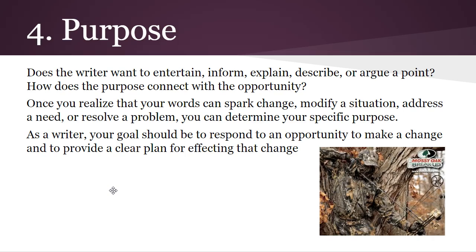And the great thing about entering rhetorical situations is that once you realize that your words can spark change, modify a situation, address a need, or resolve a problem, then you can determine your purpose. You can start changing the things around you, and that is very, very powerful. You know, that old saying, the pen is mightier than the sword. So I think that's really empowering if you can sort of embrace that. So Cole's purpose was to inform me, explain to me why deer hunting should be opened up in our parks for a specific amount of time.